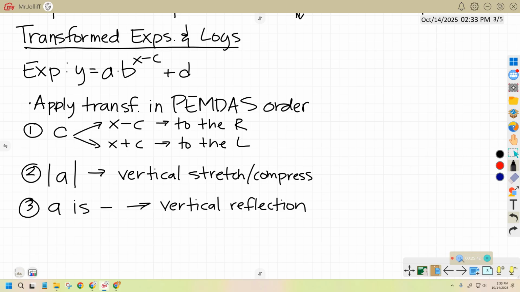Very good. So we've done the P, we've done the E, we've done the M and the D. What am I left with? The A and the S, the addition and subtraction, which is the plus d at the end. So if d is positive, which direction am I shifting my graph? Up. Positive means up. If d is negative, it means down. And the question is, how does that help us graph?